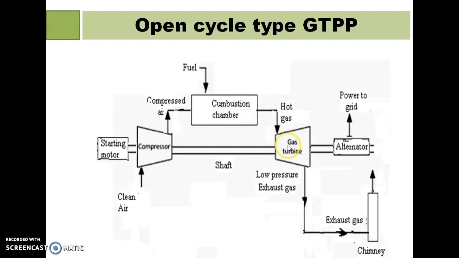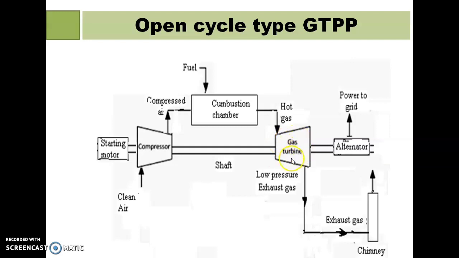Then it is given to the gas turbine, and the gas turbine will rotate. As you can see, on this same shaft the gas turbine and the alternator are connected. The gas turbine produces mechanical energy which is given to the alternator, and the alternator will convert the mechanical energy to electrical energy. But what happens in case of the open cycle turbine?